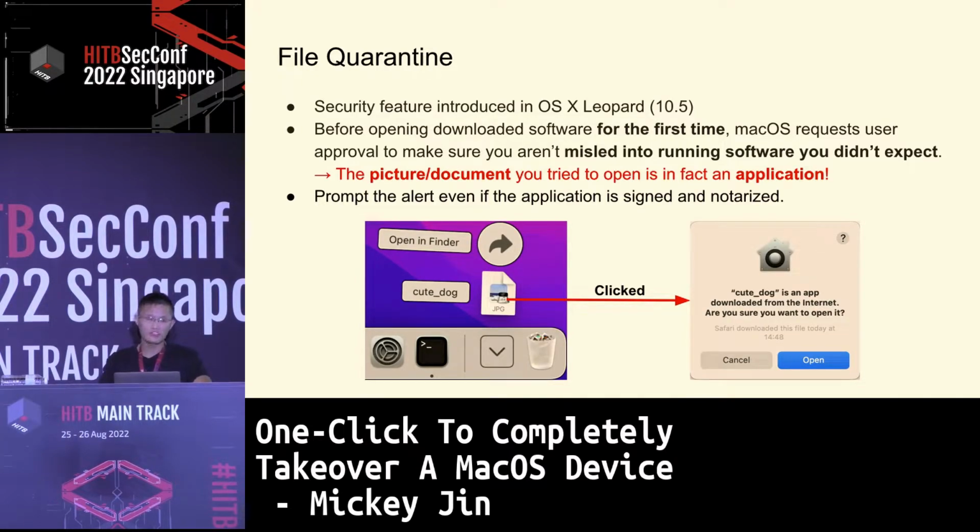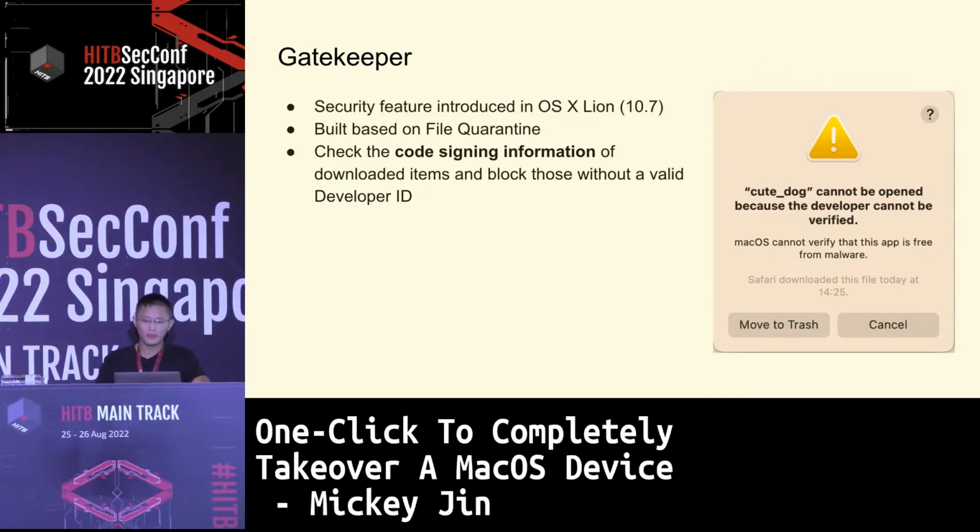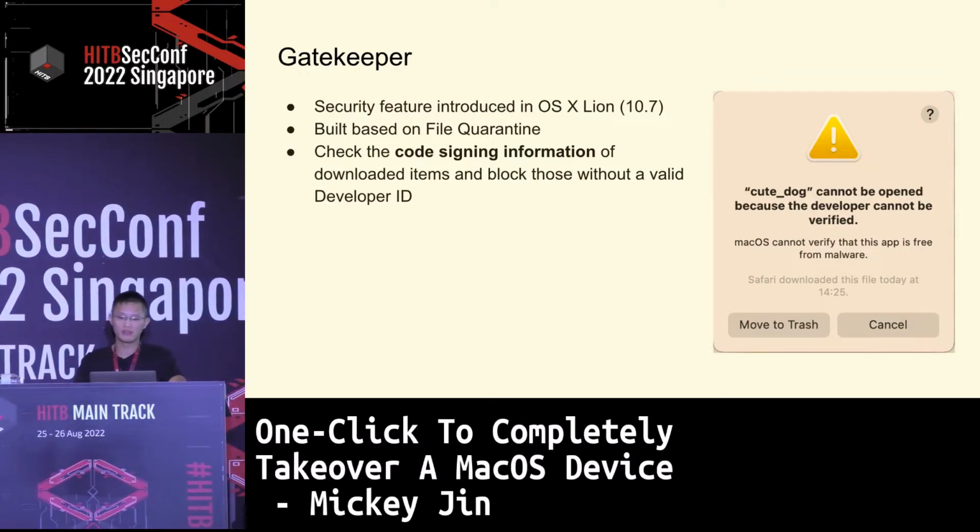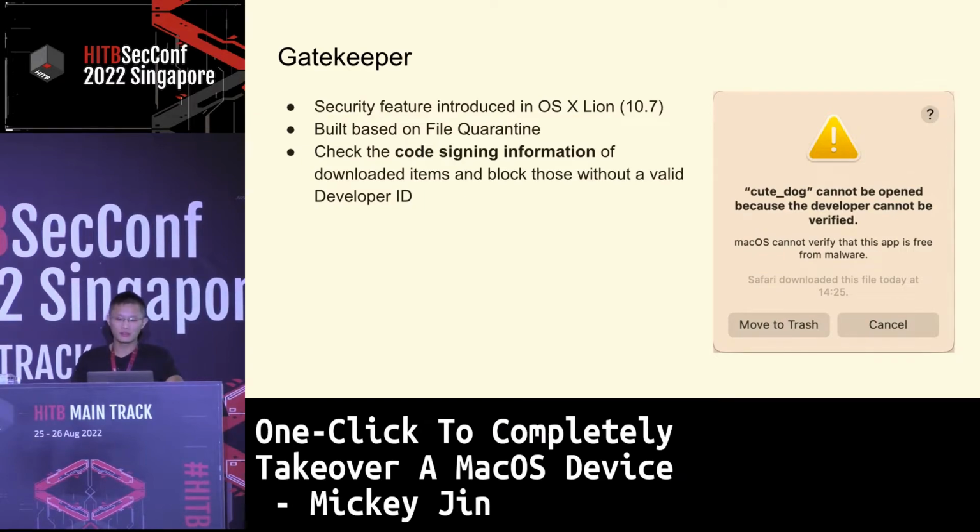Unfortunately, naive users keep infecting themselves. They often ignore the file quarantine alerts. Then Apple introduced another security feature, GateKeeper, in OS X Lion. It is built based on file quarantine. It checks the code signing information of downloaded items and blocks those without a developer ID. If the downloaded application is not signed, it will prompt the alert dialog like this. However, malware could still be resigned with a valid developer ID.